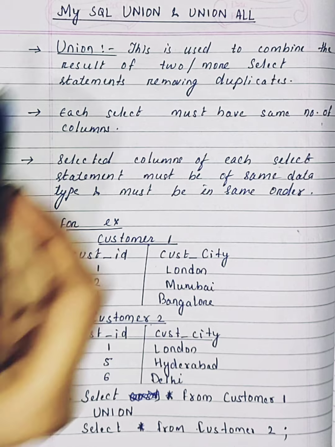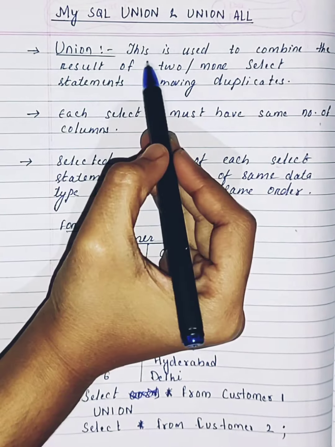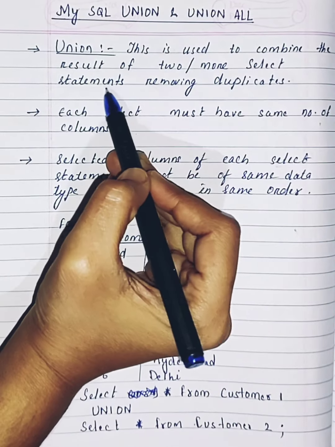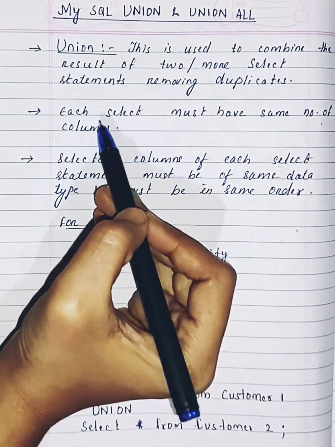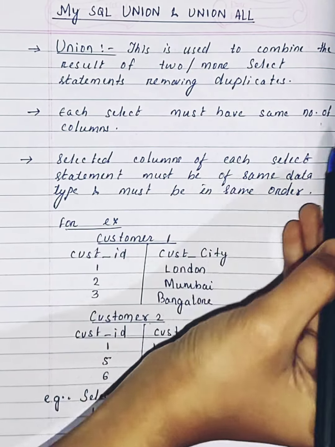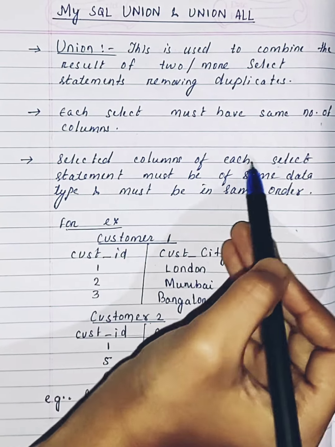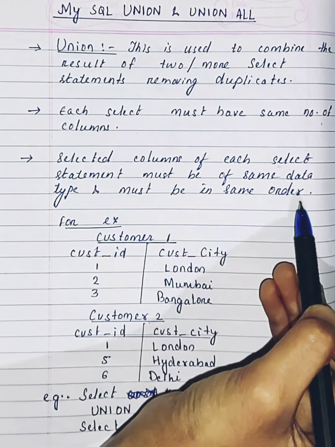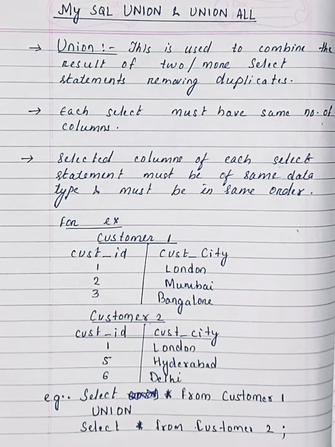Today we are going to discuss MySQL Union and Union All. Starting with the Union, this is used to combine the result of two or more select statements, removing duplicates. Then the next condition is each select must have the same number of columns. Then the third condition is the selected columns of each select statement must be of the same data type and must be in the same order. Let's discuss all these conditions with some examples.